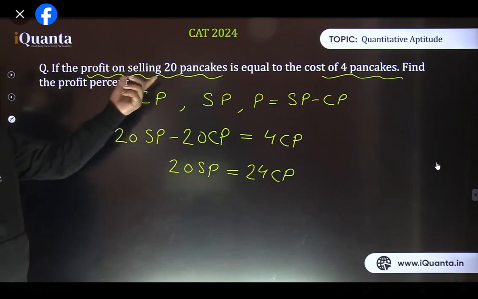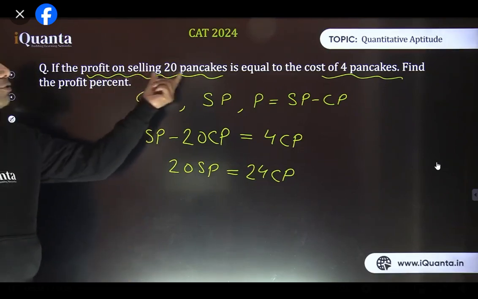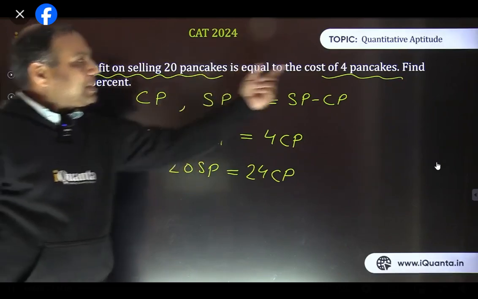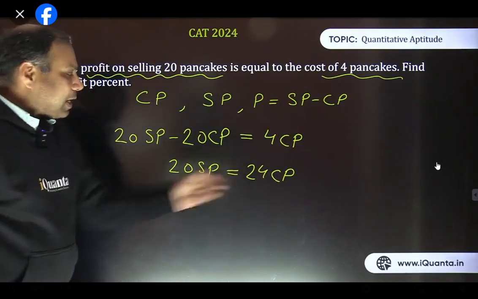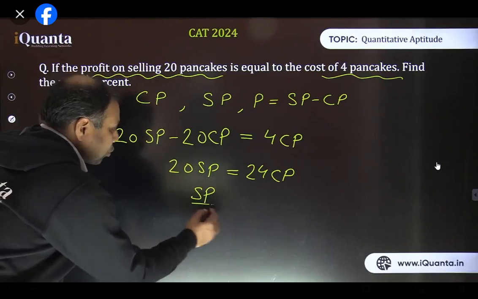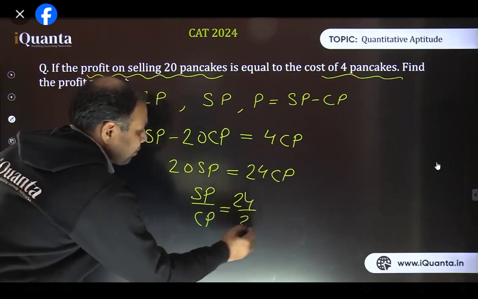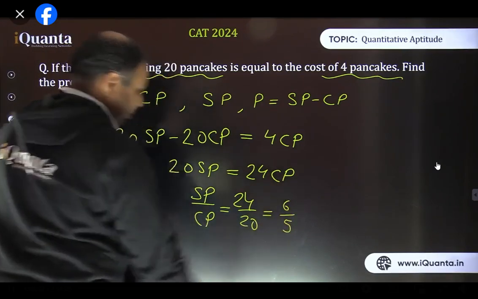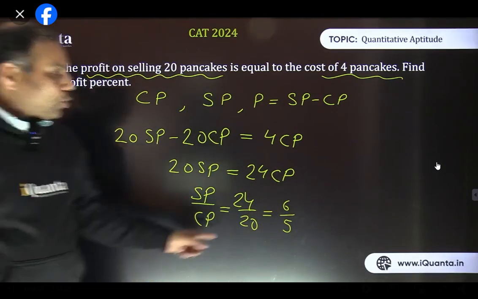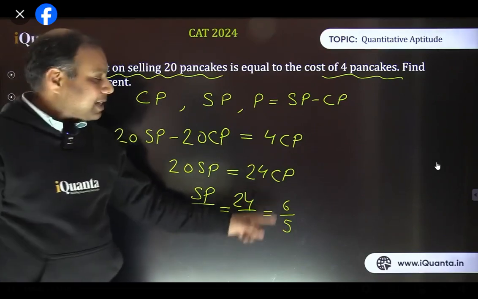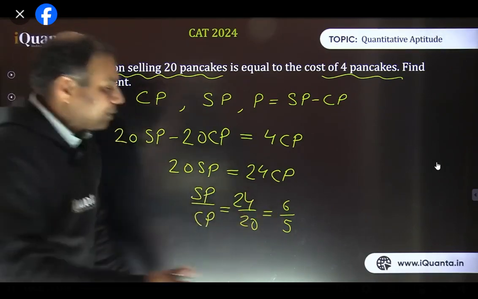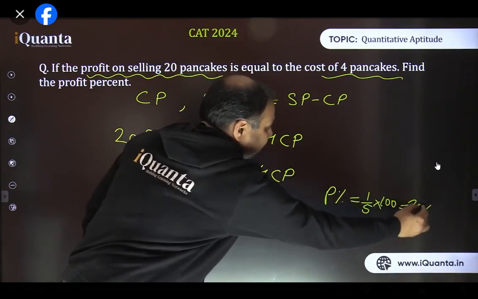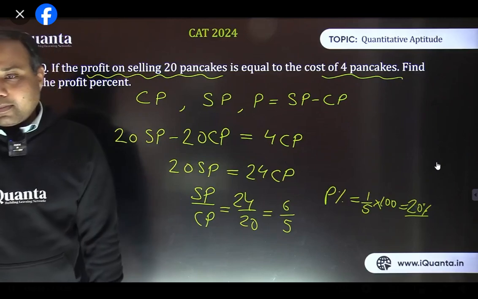Total pancakes which have been sold is 20. So the selling price of 20 pancakes is the total selling price, and the total cost price, because 20 pancakes have been sold, and the profit earned is equal to the cost of 4 pancakes. That was a simple equation. Now we are done. It's as good as taking the ratios only. SP by CP comes out to be 24 by 20. If we simplify it, 4 5s are 20 and 4 6s are 24. So you are selling an article which cost 5 rupees at 6 rupees. How much profit are you getting? 1 out of 5. So profit percent is 1 by 5 into 100, which is 20%. Is it okay?